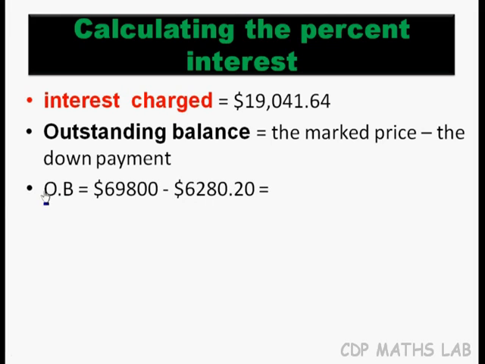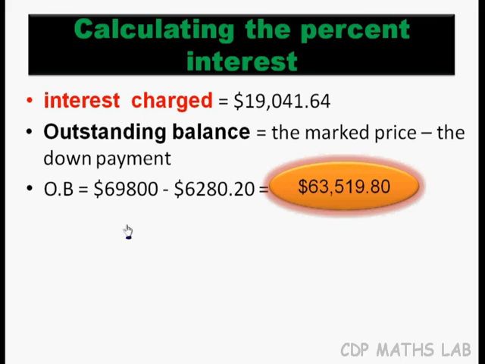So OB means what? Outstanding balance. So the marked price is $69,800 and the down payment is $6,280.20. So I'm going to ask you now to pause the video here, take your calculator, whether it is your cell phone or your actual scientific calculator, and find the difference. Did you get this? Very good.